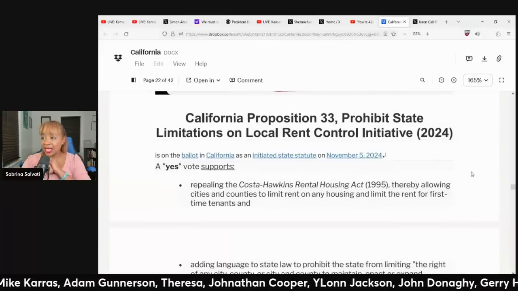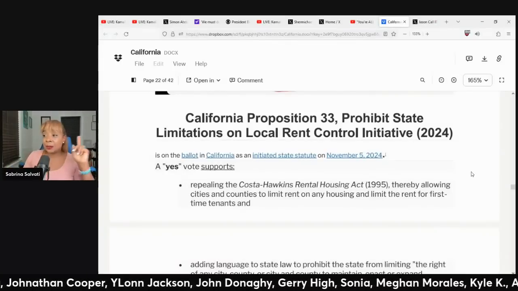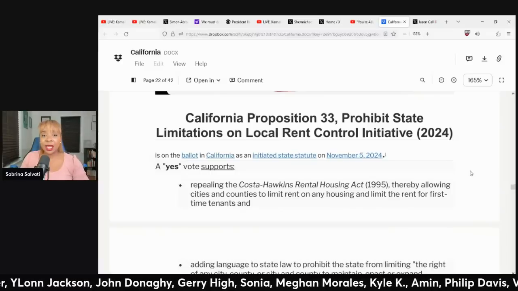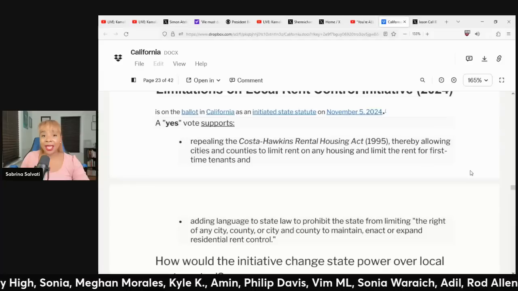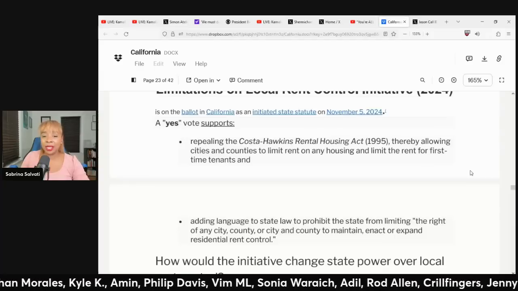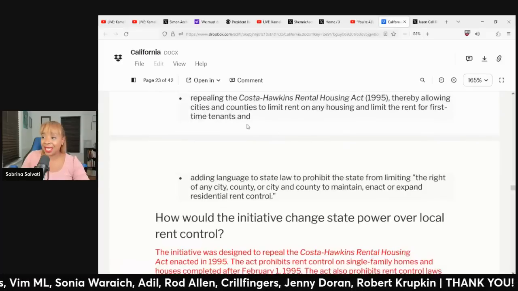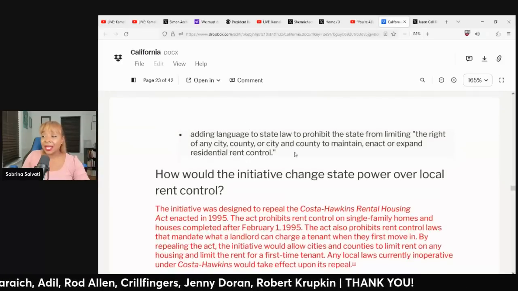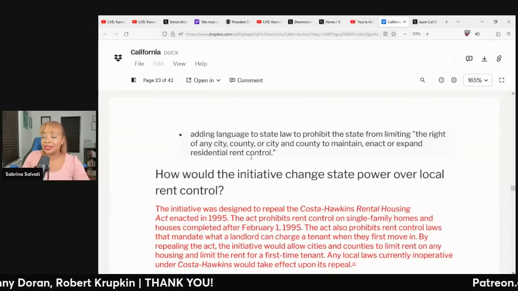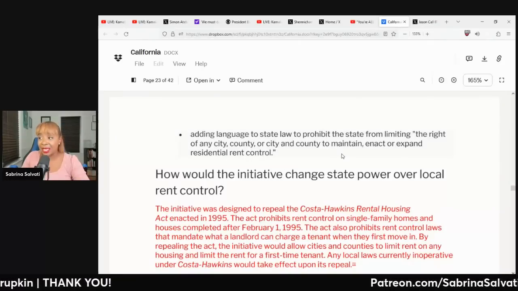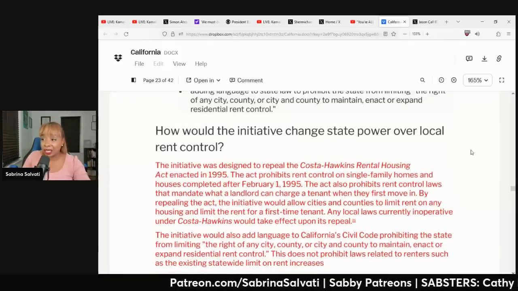Prohibit state limitations on local rent control initiative. A yes vote supports repealing the Costa-Hawkins Rental Housing Act of 1995, thereby allowing cities and counties to limit rent on any housing and limit the rent for first-time tenants, and adding language to state law to prohibit the state from limiting the right of any city, county, or city and county to maintain, enact, or expand residential rent control.